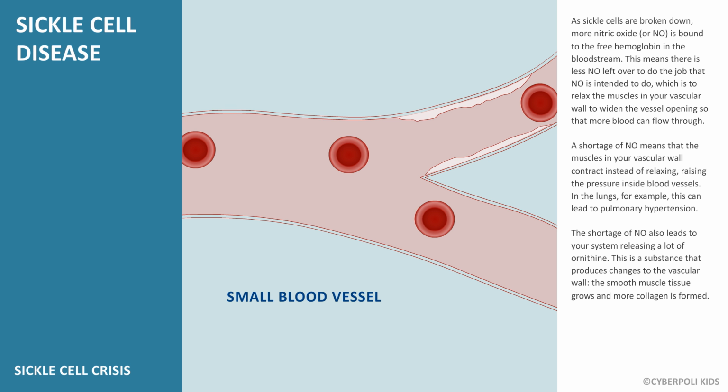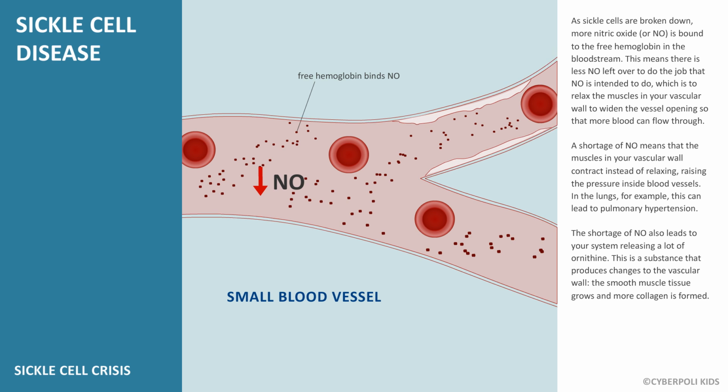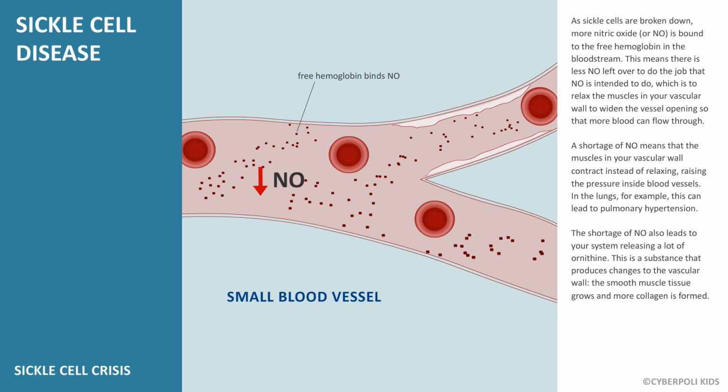As sickle cells are broken down, more nitric oxide, or NO, is bound to the free hemoglobin in the bloodstream. This means there is less NO left over to do the job that NO is intended to do, which is to relax the muscles in your vascular wall, to widen the vessel opening so that more blood can flow through. A shortage of NO means that the muscles in your vascular wall contract instead of relaxing, raising the pressure inside blood vessels. In the lungs, for example, this can lead to pulmonary hypertension.